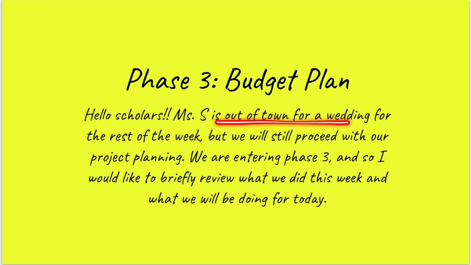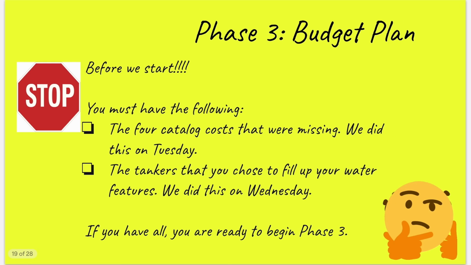I am out of town for a wedding for the rest of the week, but we are going to proceed with our project. We are entering phase 3 of our project, and I would like to briefly review what we did this week and what we will do for today. So before we start, we got to make sure we have our 4 catalog costs and the tanker choices for your water features. If you did get these two, you may proceed and skip through this video. But if you did not, I would encourage you to just sit with me and review.